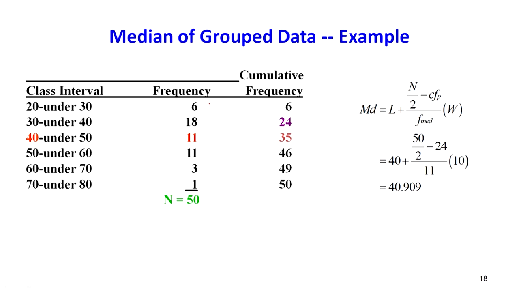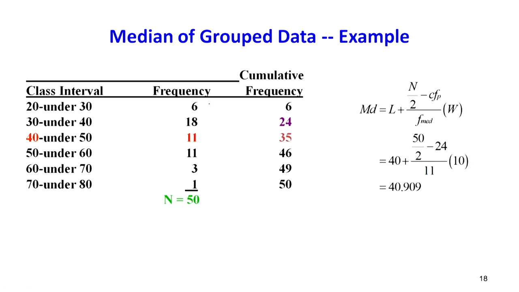What is the median class? When you add the frequencies, it is 50: 6 plus 18 plus 11 plus 11 plus 3 plus 1 is 50. So divide this 50 by 2, it is 25. In the cumulative frequency column, the last column, look at where the 25 is lying. It is not between 30 and 40, it is going to lie between 40 and 50, because 24, the next term is 35. So the median class for this given grouped data is 40 to 50.